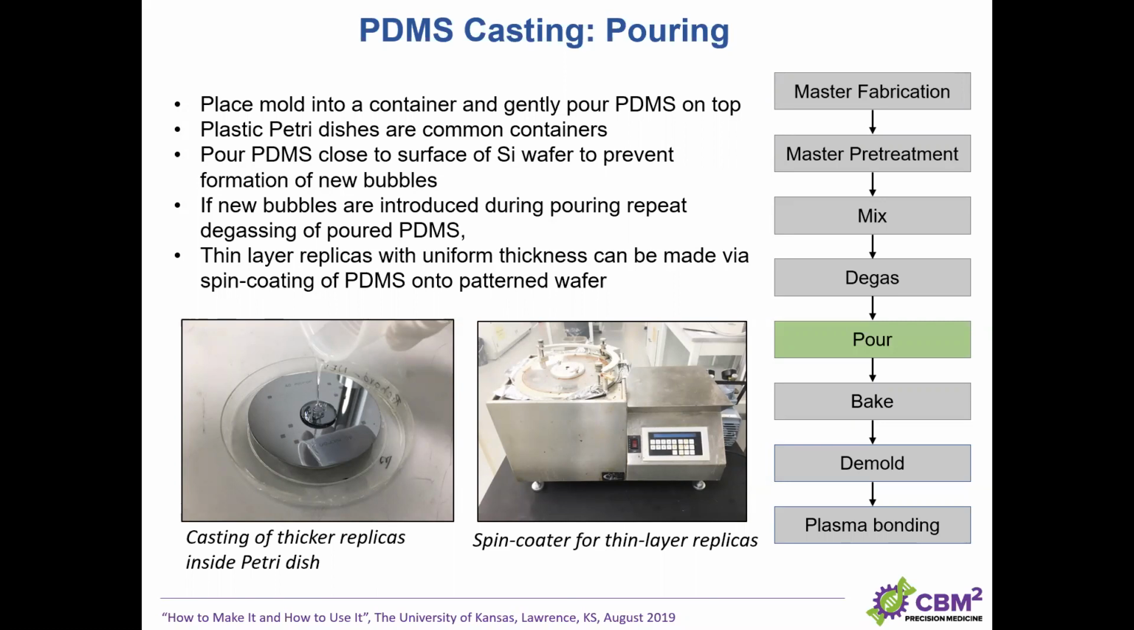Typically, most of the devices that we use in the lab are, I would say, between 2 to 5 millimeters thick, because the thickness of the material gives you a nice body of this rubbery material to insert your tubing into for pumping your reagents. So it's just purely from a practical point of view.